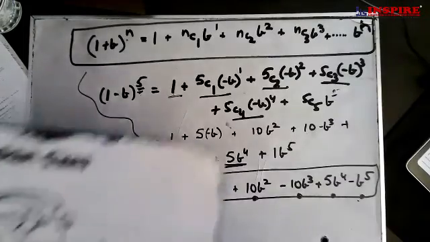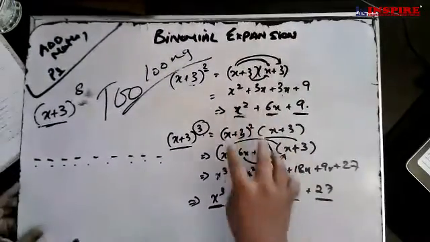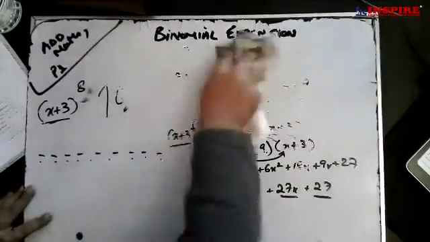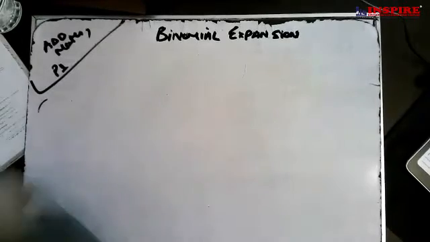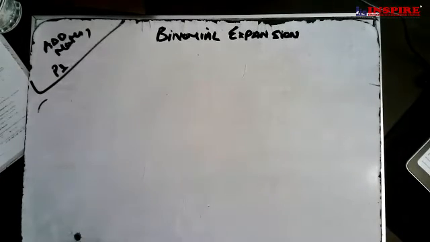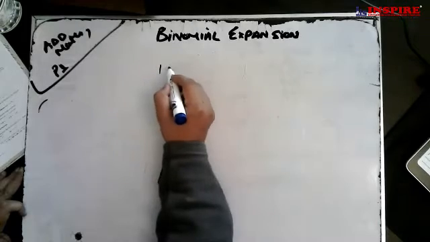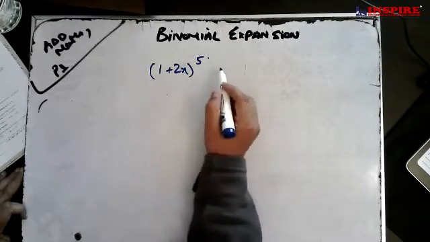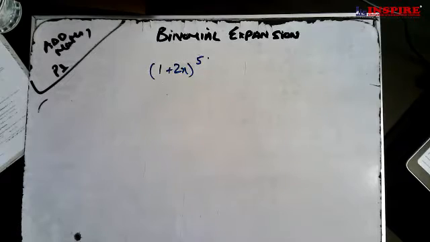Okay. Now, instead of doing all these stupid expansions, we can use the formula for as many terms as we like. But there's some things to learn here, and we go on to the first one. 1 plus 2x to the power of 5. The next question is 1 plus 2x to the power of 5.